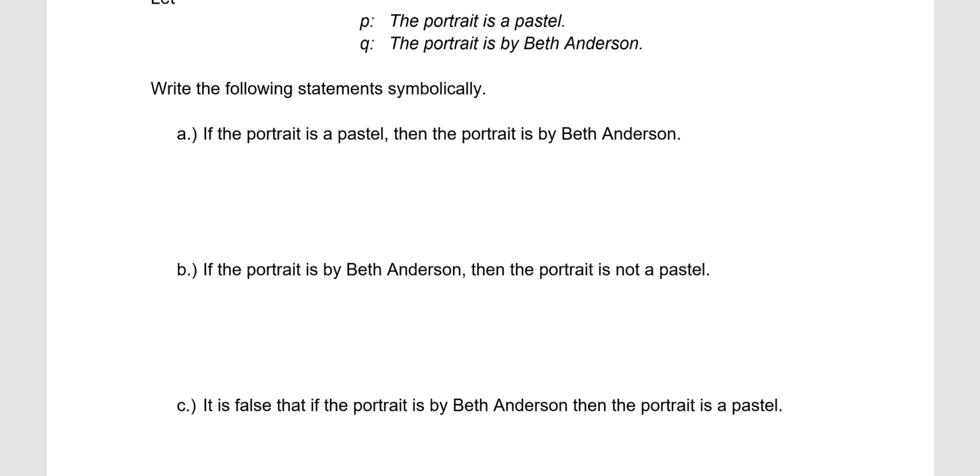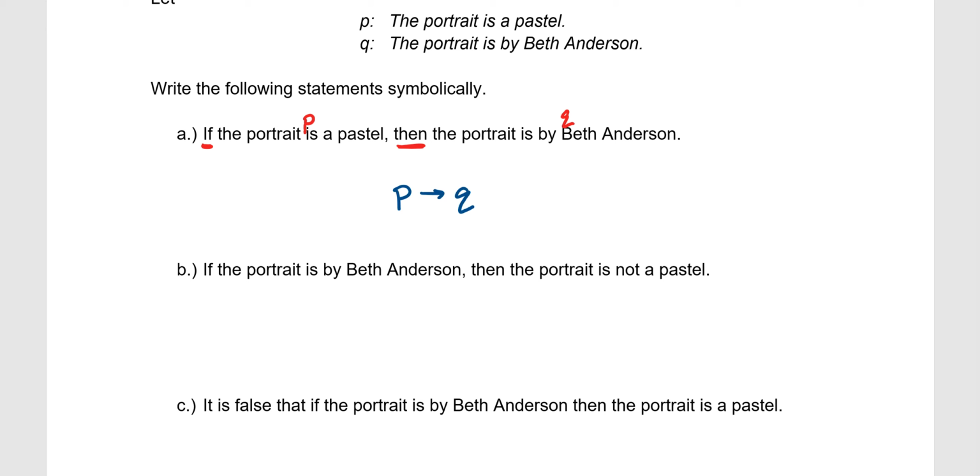So the first one is, if the portrait is a pastel, then the portrait is by Beth Anderson. So first we recognize that we have statement P first, and then statement Q is second. And then we recognize it is a conditional because it is if P, then Q. So this is going to be written as P, the conditional arrow, Q. So if P, then Q.